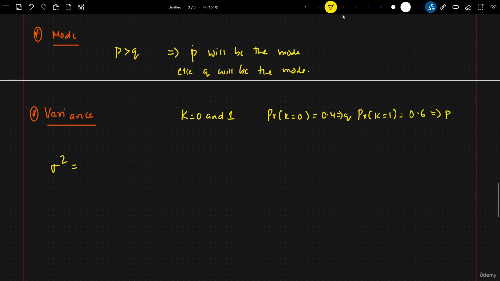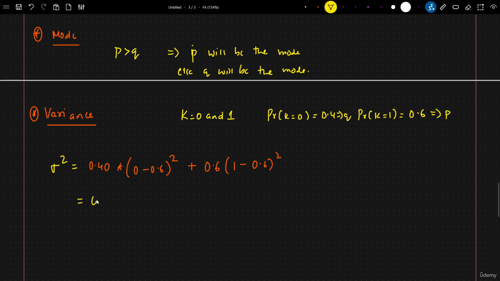We will take the probability for k equal to 0, which is 0.4, multiplied by the outcome 0 and how far it is away from the mean. The mean is 0.6, and we square it. Similarly, we take the next probability for k equal to 1, which is 0.6, then take the outcome value 1, see how far it is away from the mean, and square it.